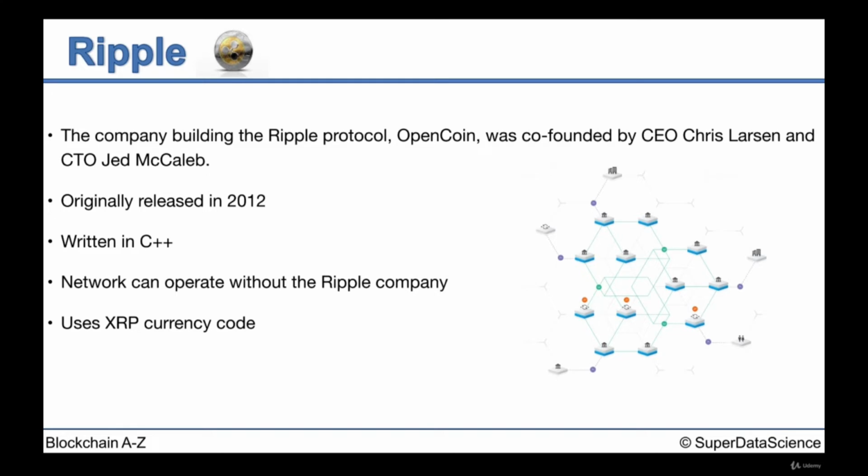For Ripple, the company building the protocol OpenCoin was founded by CEO Chris Larsen and CTO Jed McCaleb. Originally released in 2012, it was written in C++, and one of the most interesting aspects is that the network can operate without the Ripple company entirely. But it can even claim to go back to 2004 with the Ripple project. The founders had extensive experience coming into this with digital currencies, including working with companies that handled Bitcoin trades and online financial companies.